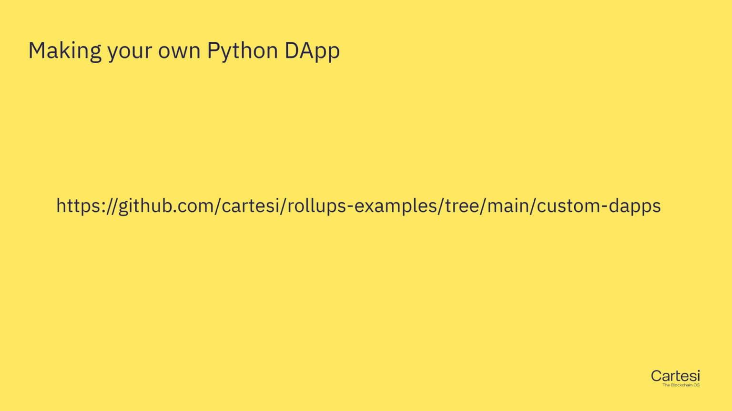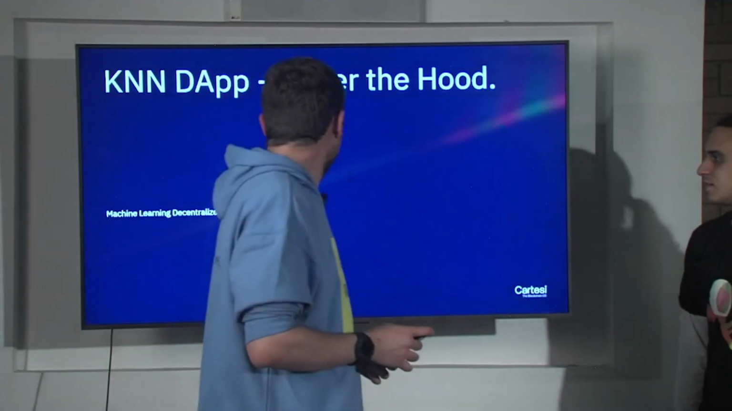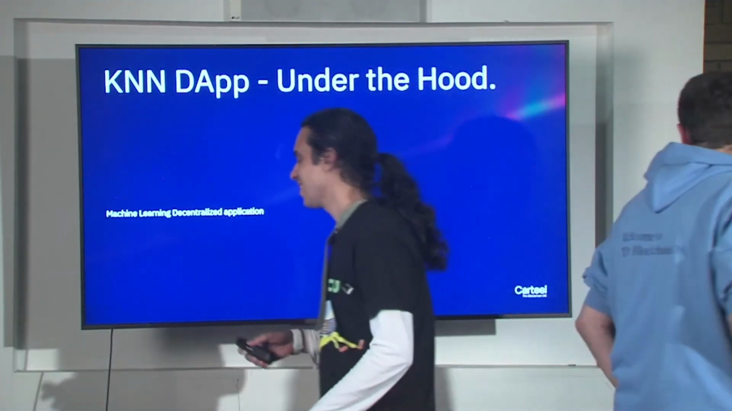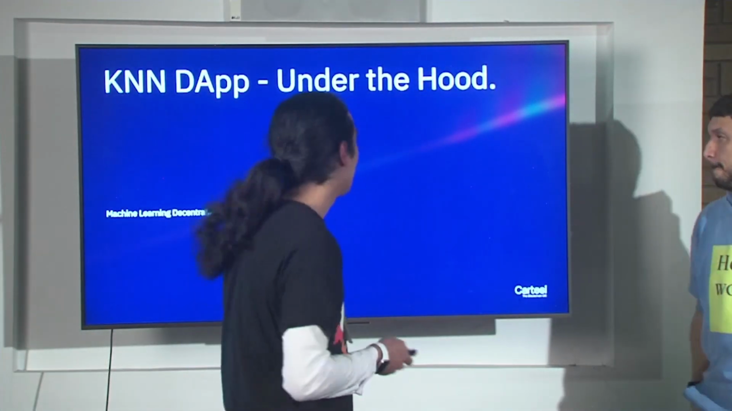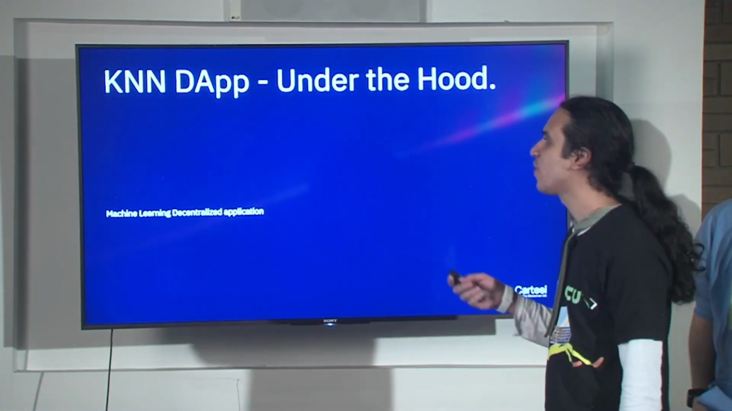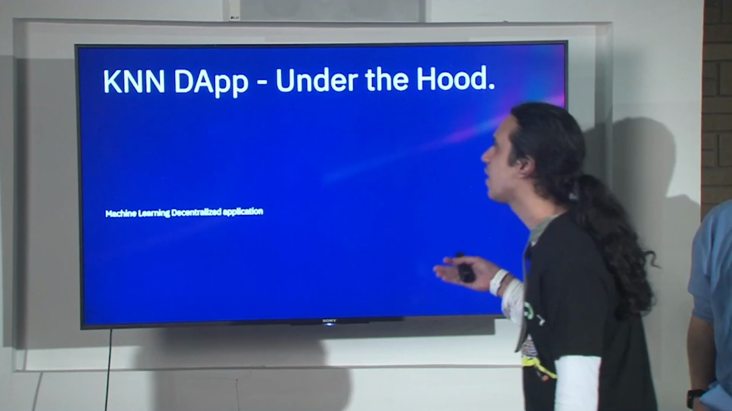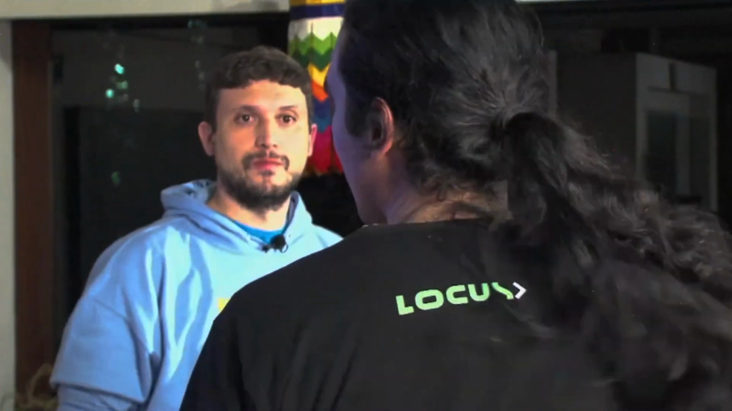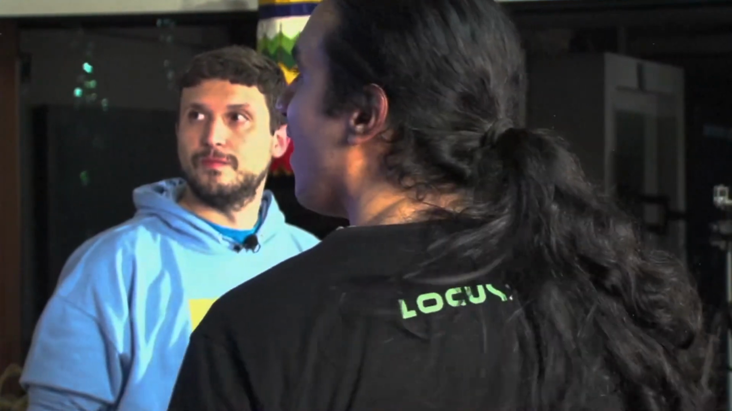Now I'm going to hand over to my colleague, Marcus, to explain a more powerful application he developed using Cartesi rollups and Python. Thank you, Carlo, for all the explanation behind the KNN DApp, and it gives me the floor for explaining what I've done with this DApp. And okay, let's get started.